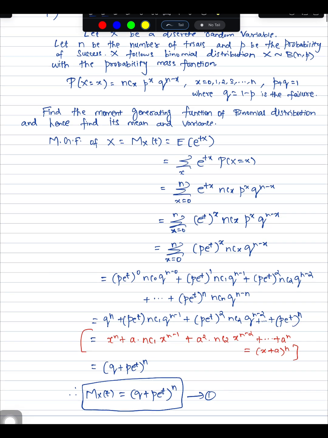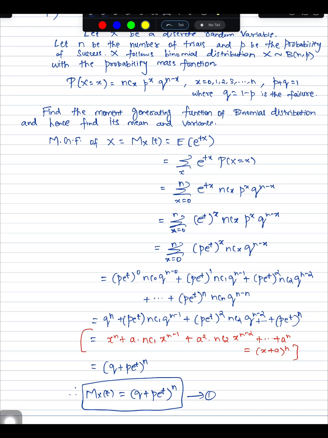All right. Now this looks like x^n plus a nC1 x^(n-1) plus a^2 nC2 x^(n-2) plus etc. plus a^n, which is nothing but the binomial expansion of (x + a)^n. You can see here your x is nothing but q and your a is nothing but p e^t. So when you club it together, you will get (q + p e^t)^n, which is nothing but the moment generating function of the binomial distribution.